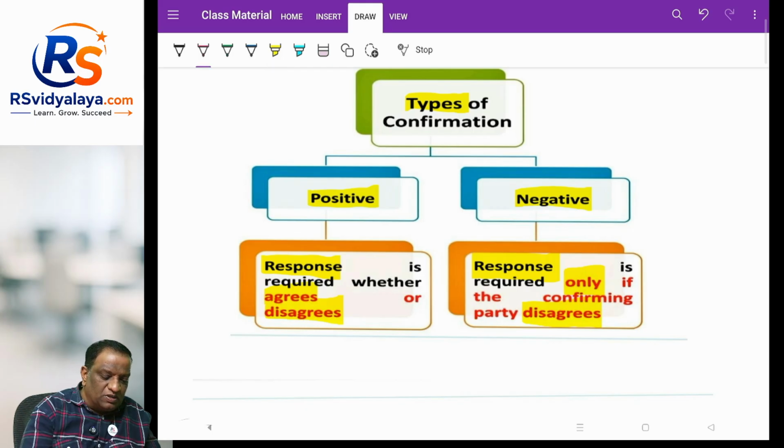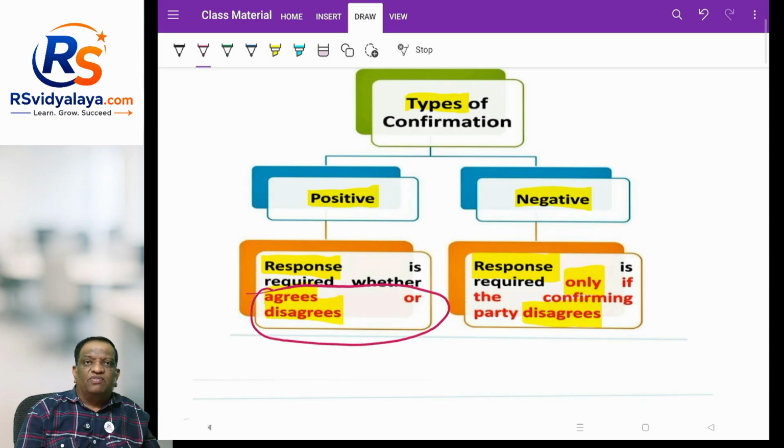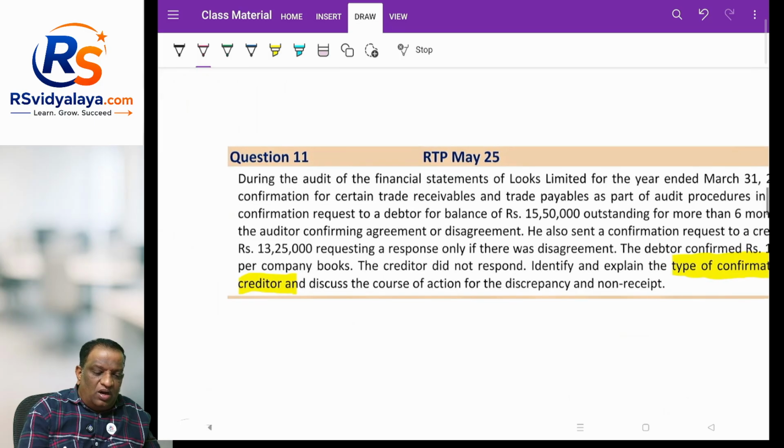From an exam perspective, this is important. How do you identify what type of confirmation it is? If you want the response in both the cases, whether you agree or disagree, that is what we call a positive confirmation. And if you want that confirmation only when he disagrees, that is what we call a negative confirmation. Now, how can they ask you?